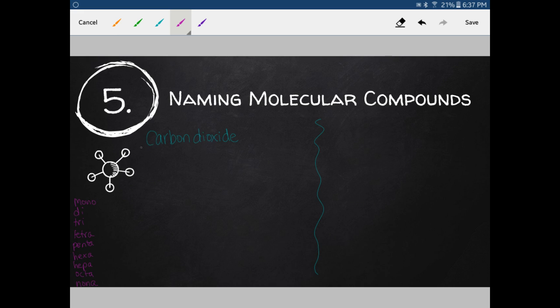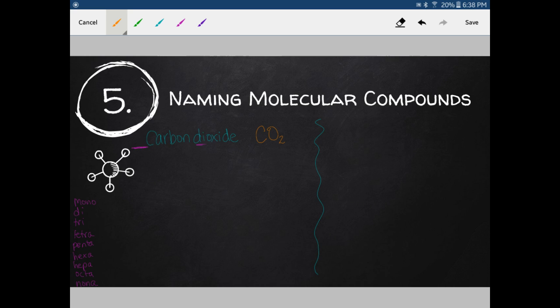And essentially our naming says that unless it's the first element and that first element has only one, like this example, I wouldn't say monocarbon dioxide, I just need to say carbon dioxide. So what that means is that I have one carbon and my di tells me I have 2 oxides. So no prefix in front of my first element means 1, which means I have 1 carbon and 2 oxides or dioxides.